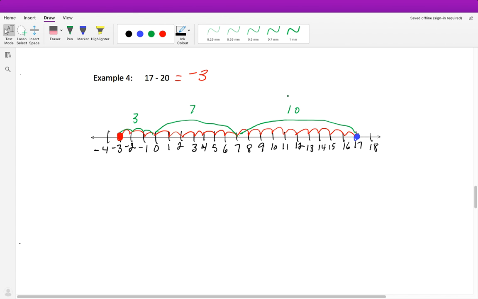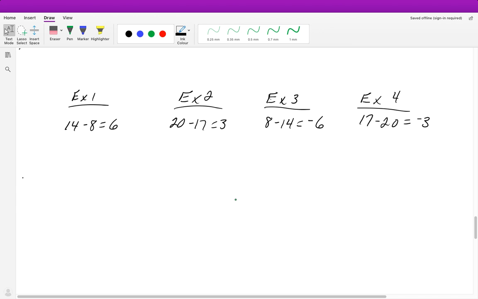There's different ways that you can skip along this number line. Do whichever one you feel most comfortable with. But on the video, I'm still just always going to count by ones. All right, so we did these 4 examples so far. We did 14 minus 8 is equal to 6. We did 20 minus 17 is equal to 3. 8 minus 14 is equal to -6. And 17 minus 20 is equal to -3.